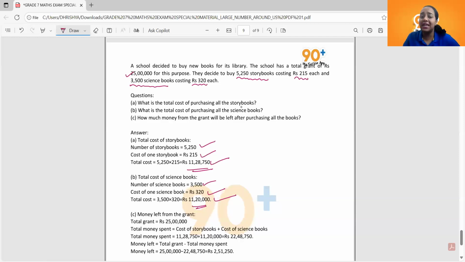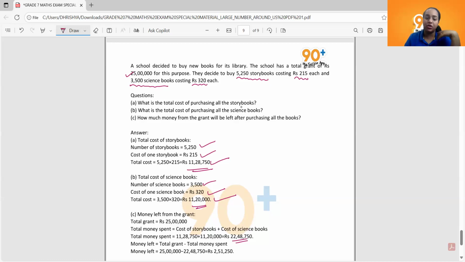Now, how much money is left from the grant? For that, first we have to find how much money we spent. We spent the cost of storybooks and the cost of science books. That was the money spent. We'll add the money spent for storybooks and the money spent for science books, and we got 22,48,750. So this much money we spent.